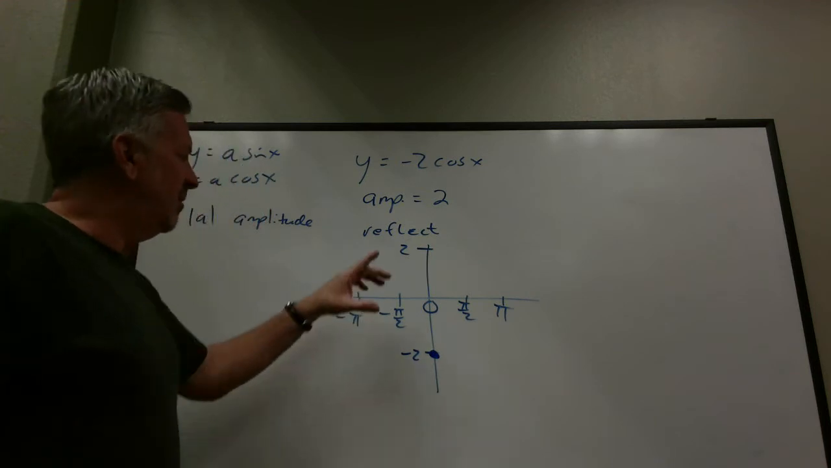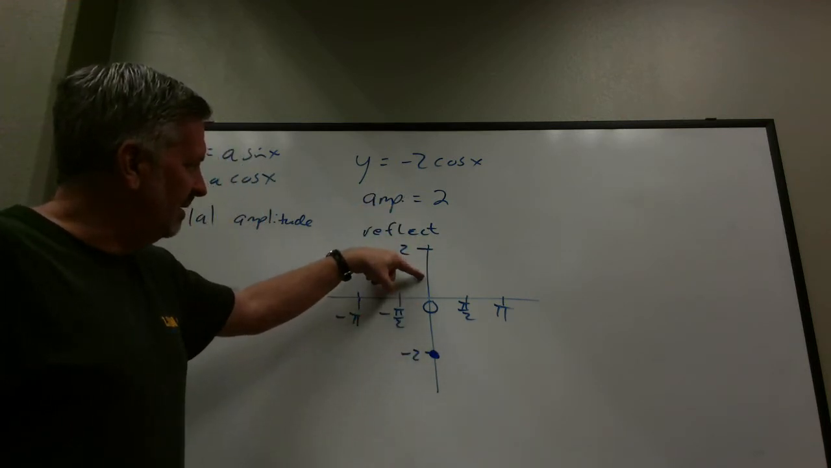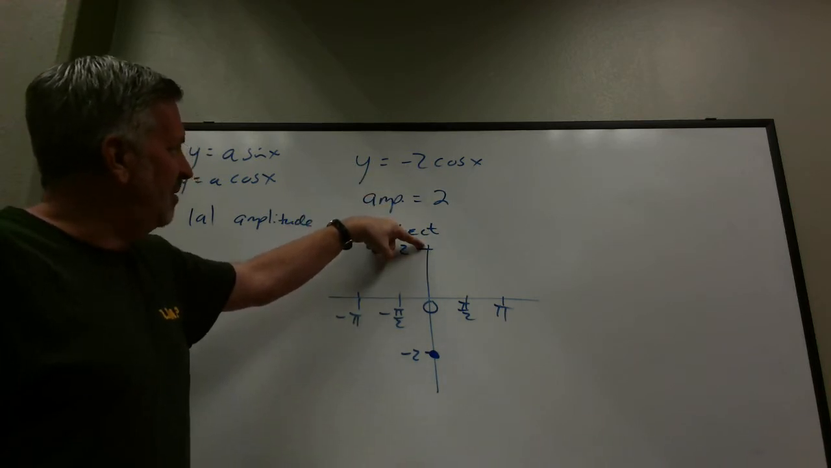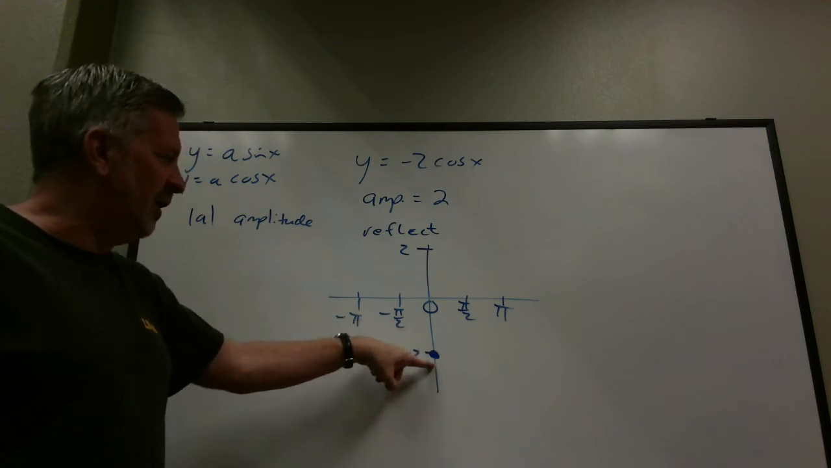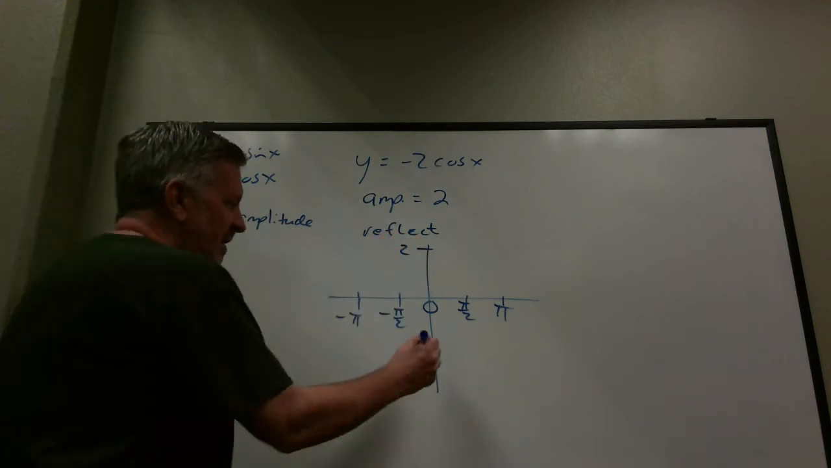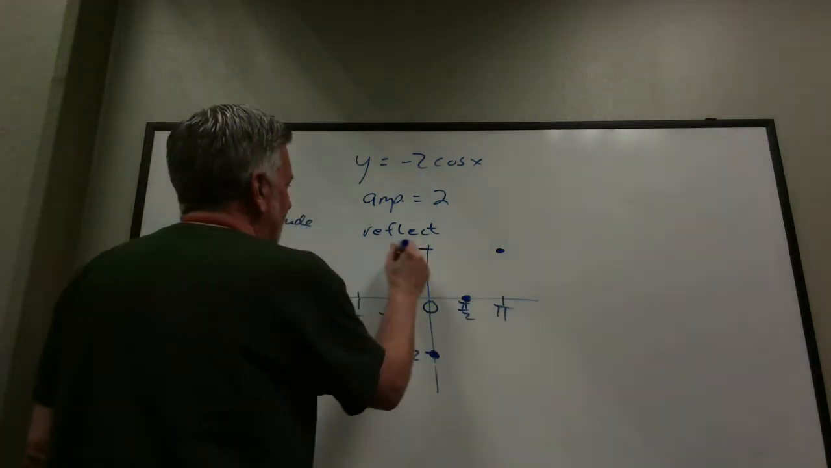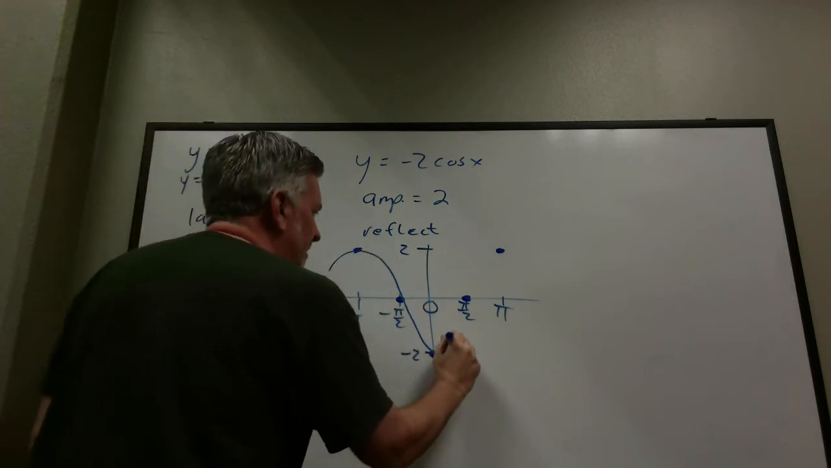Let me do that again. What does the original cosine graph do on the y-axis? It crosses at 0, 1, but we'd have a stretching factor. Our amplitude is 2, but then we reflected over the x-axis. So that's where the point is. Now, this is going to be a low. Instead of being a high, it's a low. Well, if that's a low, these are middles, and then these are highs. And then we sketch our graph.